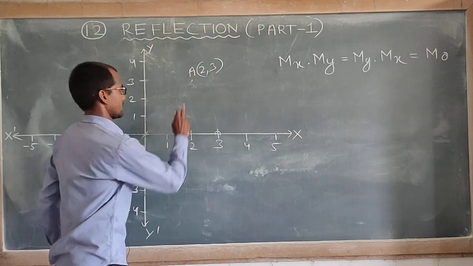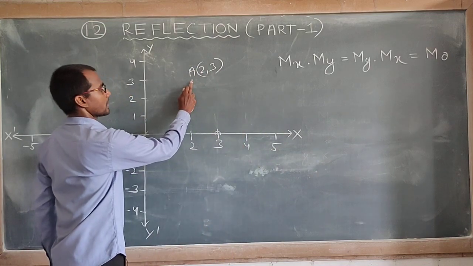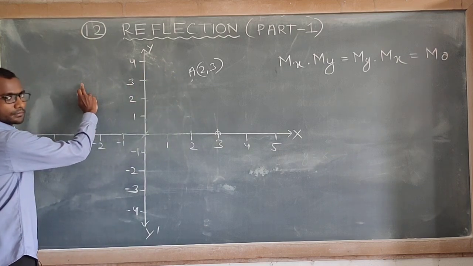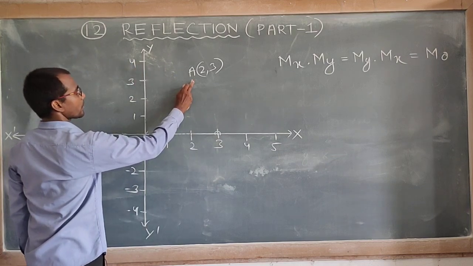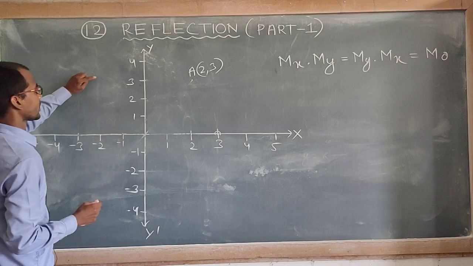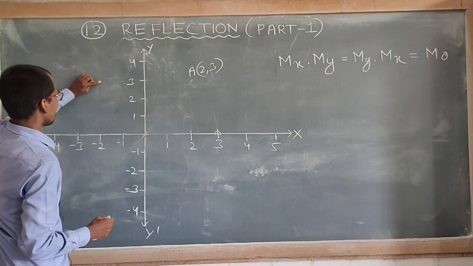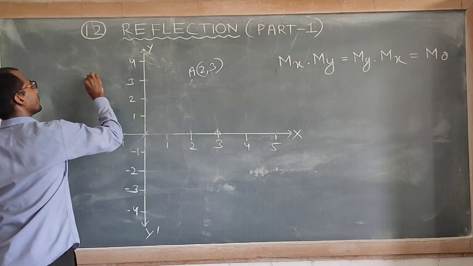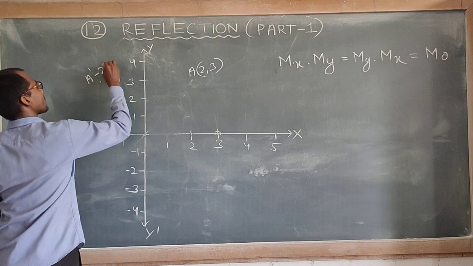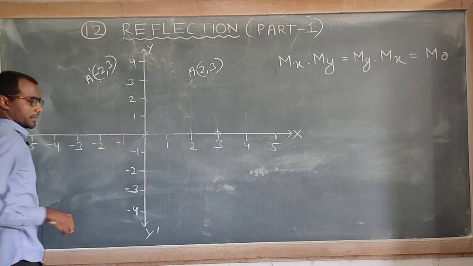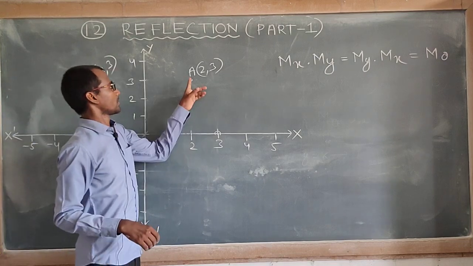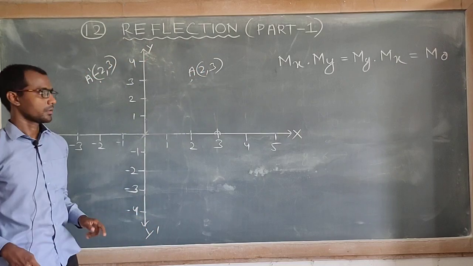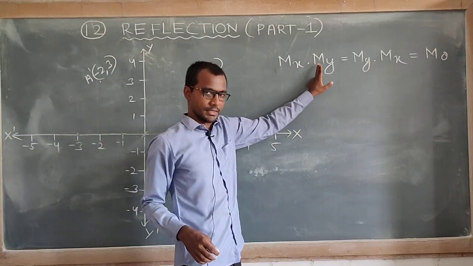So first, the y-axis. First, y-axis means it will go here. This is the y-axis, so this point A will move here. Its image will be from here. So (-2, 3). This point is (-2, 3). So A moved to A' when it is reflected in the y-axis.